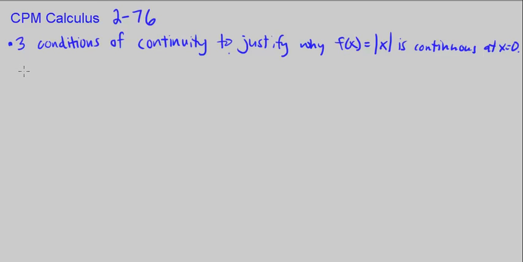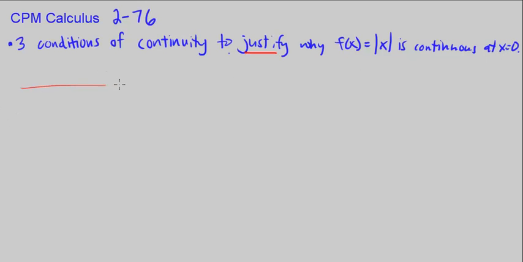Here's CPM Calculus Chapter 2, number 76. We're asked to use three conditions of continuity to justify why f(x) equals the absolute value of x is continuous at x equals 0.